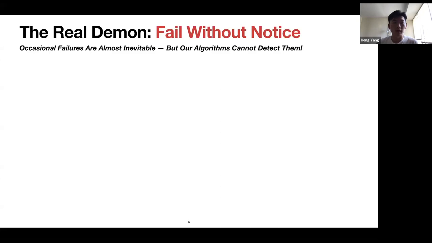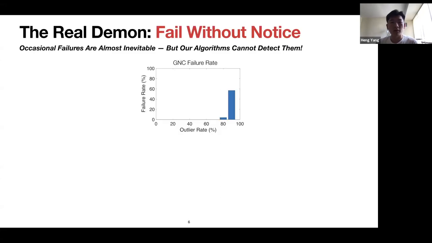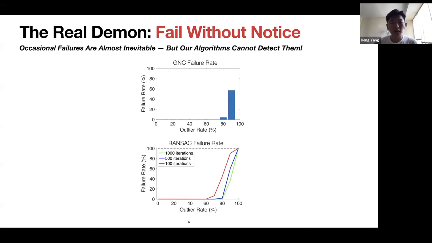First of all, these algorithms do fail. Let's take a look at the typical failure rate plot for GNC, for example. You can see that GNC performs quite well when the outlier rate is below 80%. It almost always gives you the correct answer. But once the outlier rate grows above 80%, you see these non-zero failure rates. Similarly for RANSAC, the failure rate also grows as the outlier rate grows. It also performs relatively well under 80% outlier rate, but for 90%, for example, it starts failing quite often. So the question is, do these occasional failures really matter for our applications?